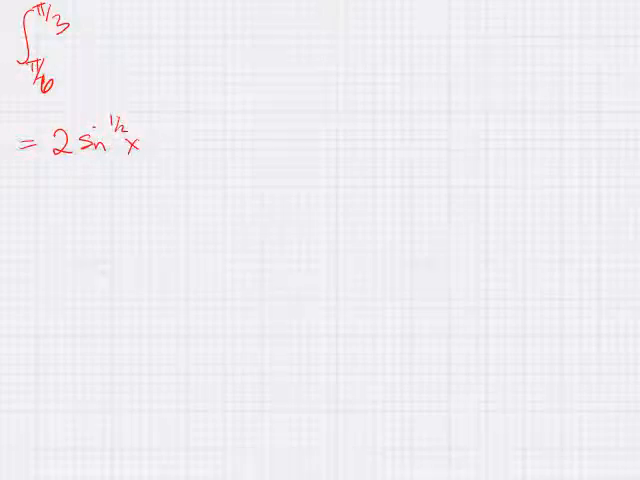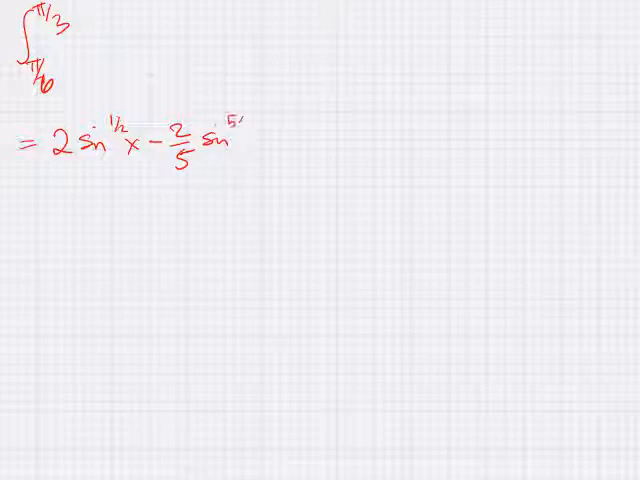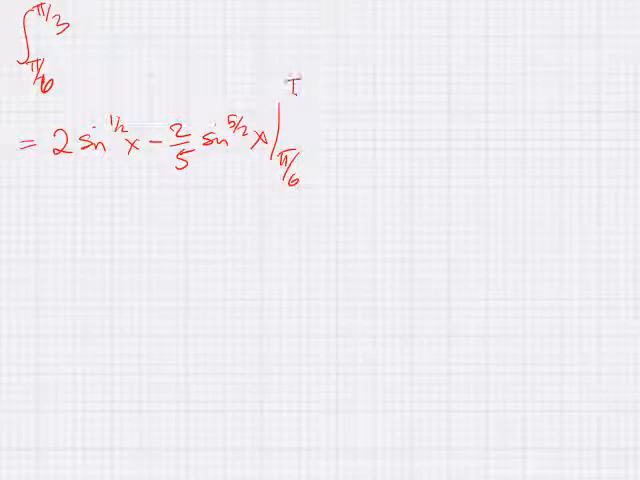Now don't forget that that problem also had that interval on it, right? It was pi sixths to pi thirds. So we ignored that through the integration because we don't need it, but now we need it. So the answer was 2 sine to the 1/2 x minus 2/5 sine to the 5/2 x between pi sixths and pi thirds.